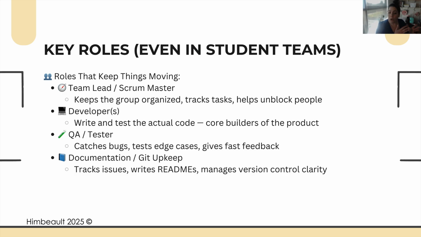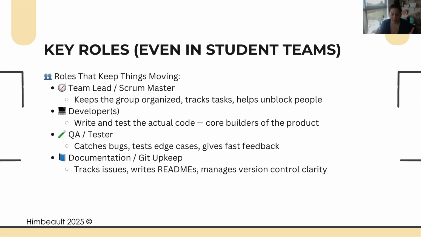We have the QA, so quality assurance, or the testers. These are individuals who might catch bugs, test edge cases, and give us really fast feedback before we go to GA, like to the general public with our application. And then often this can be rolled into maybe a business analyst role or a team lead role, or in our student teams, this is just a role of its own, the documentation and Git upkeep. Not enough people recognize just how much work goes into tracking issues, writing readmes, managing the version control, keeping things feeling clear.